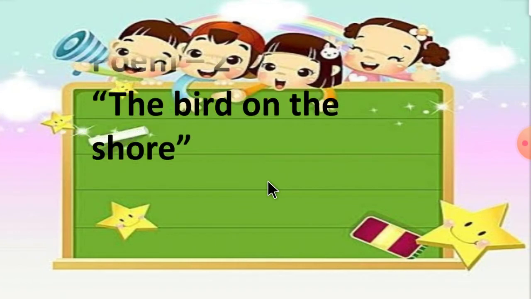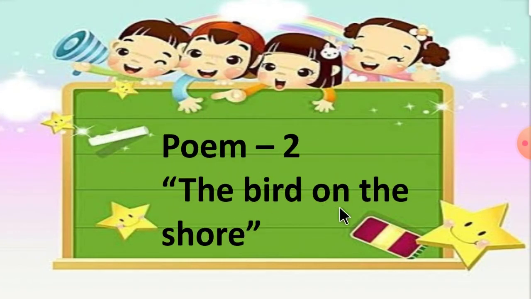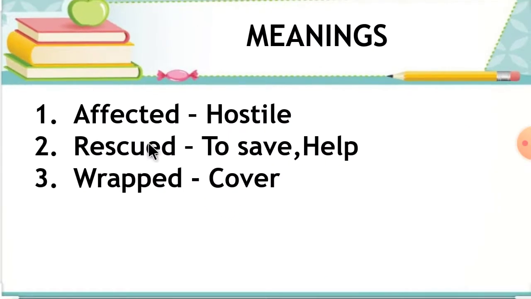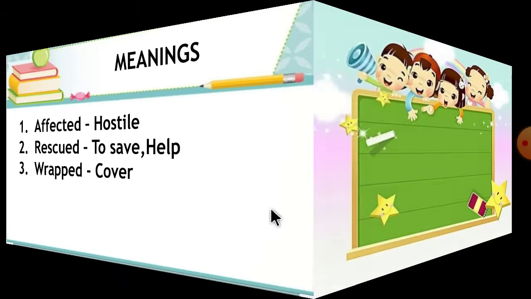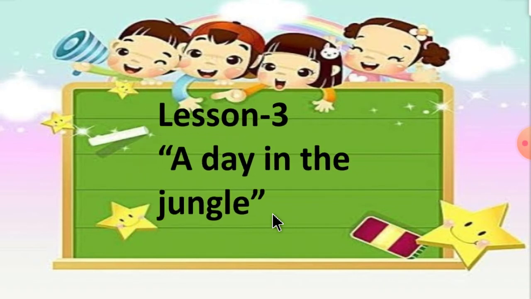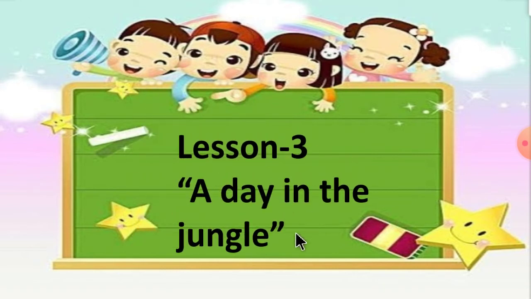After that, meanings of poem 2, the bird on the shore. Let's see. Affected, hostile. Rescued, to save or help. Wrapped, cover.